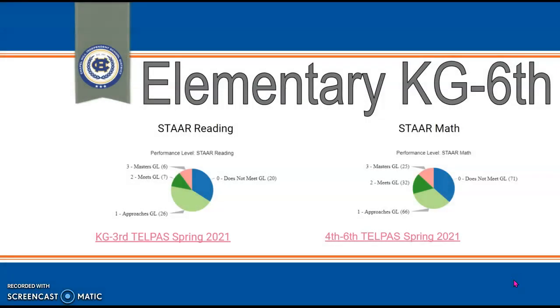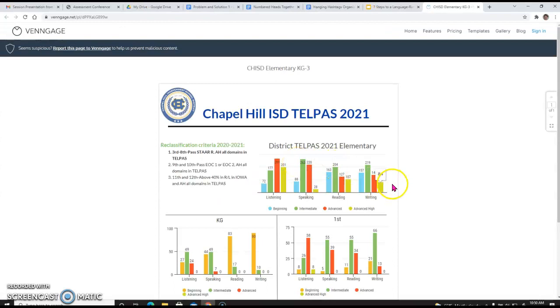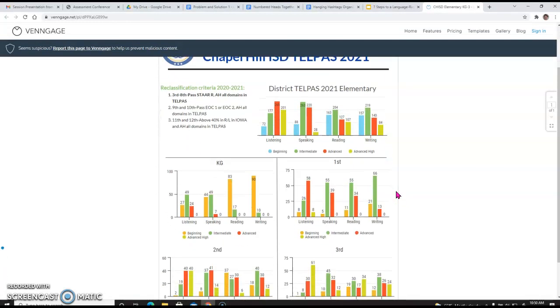Now for elementary, if you notice, this is what our results were for STAR in reading, and then also you can see it here for math. We had about 20 students who did not meet in reading. We had about 71 students who did not meet for math. Now for TELPAS, this is where we stand in elementary.